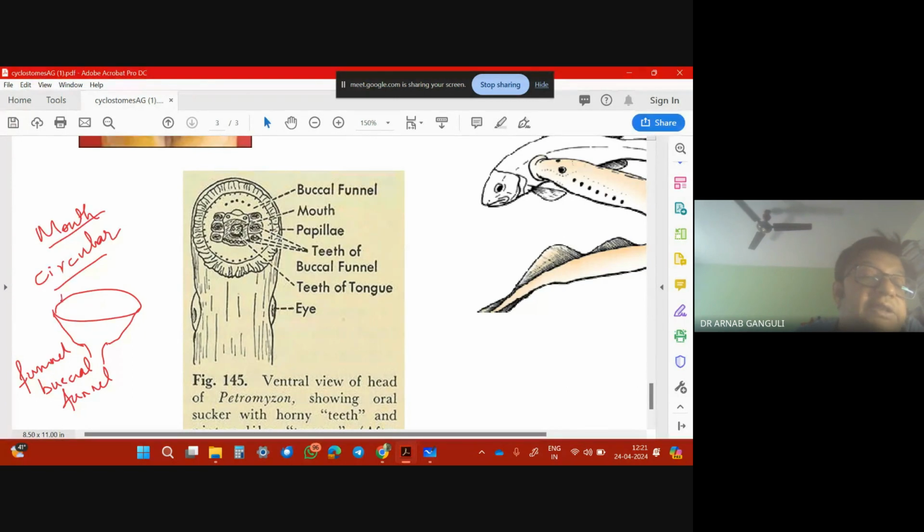In the corners, you have papillae. Several papillae are on the side. হালকা হালকা projections, ছোট ছোট আঙ্গুলের মতো এগিয়ে থাকে. And then inside you have the teeth of the buccal funnel. They have a tongue. The tongue has got teeth. It touches, fits inside the flesh, and they keep on eating from the living organism.